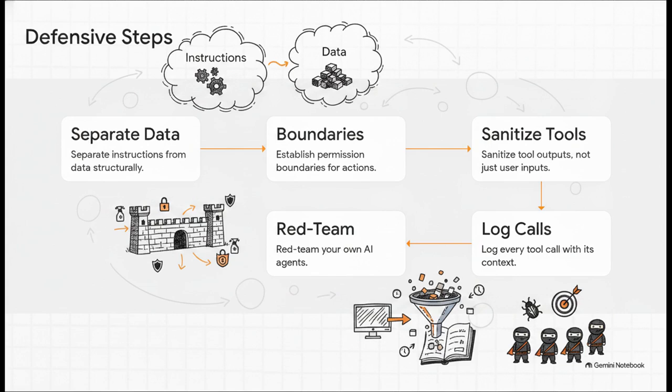Step 2, establish strict permission boundaries. Apply the principle of least privilege here. An agent that can read a random web page should not be able to move money without an explicit, purpose-built boundary, or better yet, actual human confirmation.